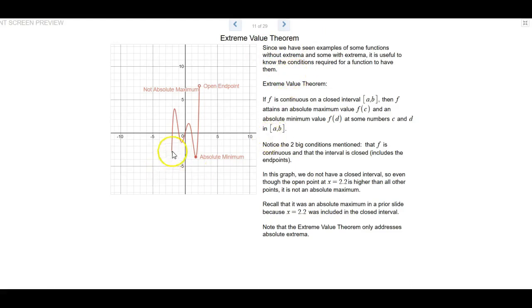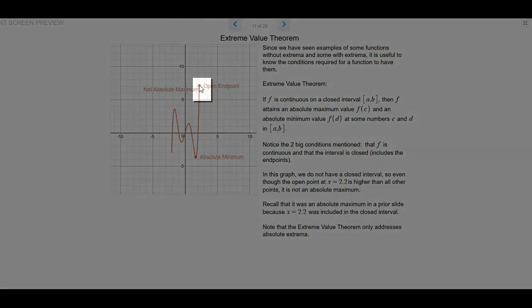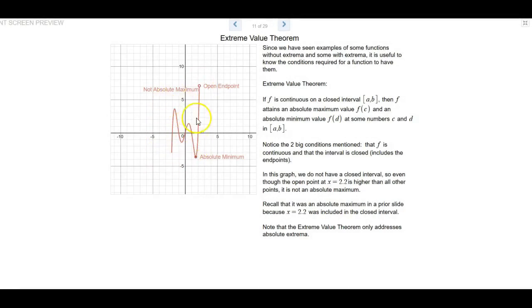So if you look at this graph, notice that the right endpoint is open. So this is not closed on both sides. Even though it may look like this point is higher than all the others, there's a hole there, so this is not an absolute maximum. This function doesn't have an absolute maximum. Another thing you need to notice about the extreme value theorem is it just talks about absolute extrema. It doesn't talk about local.